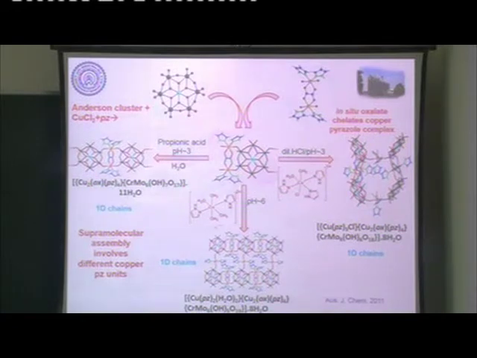Now, over here, the reaction conditions are similar, but with a different pH and acetic acid, slightly different conditions. We will not get into the conditions. What happens is you do have the Anderson cluster, but you form a new complex. The complex is a copper pyrazole connected with an oxalate. The oxalate is formed in situ.